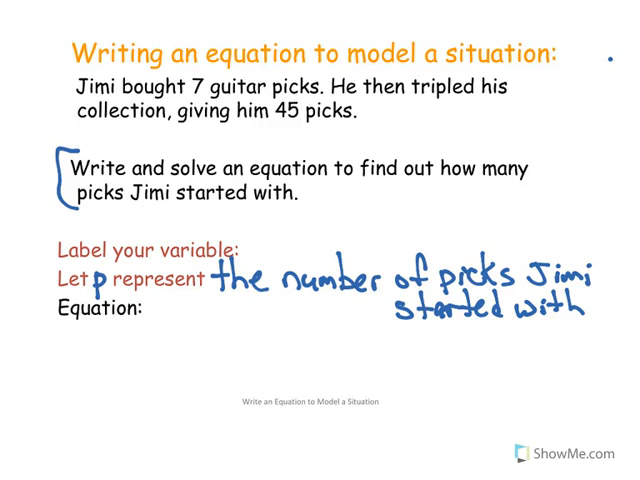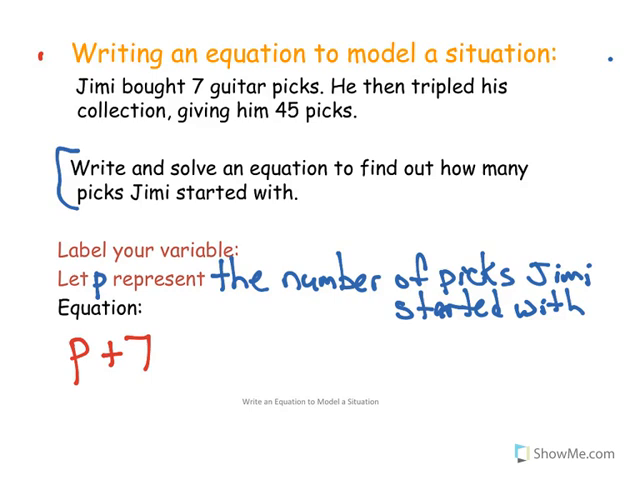Okay, so this one is going to be different for a few reasons. He bought 7 picks. Well, what happened first? Let's read our variable term. P is the number of picks he started with. So now that's the beginning of my equation. Right now, Jimmy's got P picks. Let's go back in time before anything happens. It says he started with P picks. Jimmy bought 7 picks. Okay, great. Now he's got P plus 7. He's got whatever he started with plus 7.